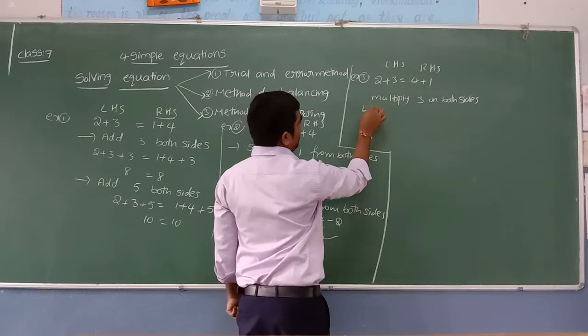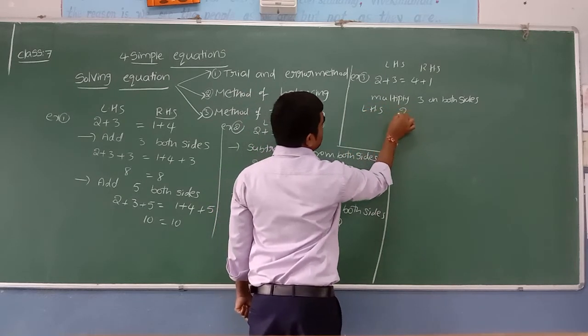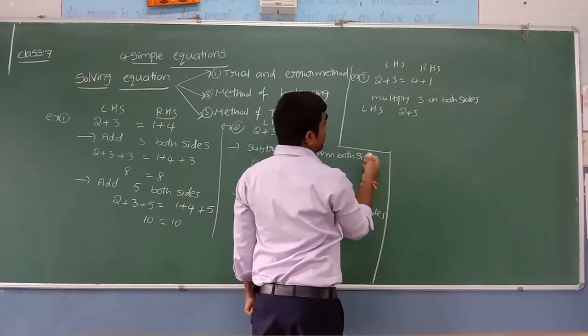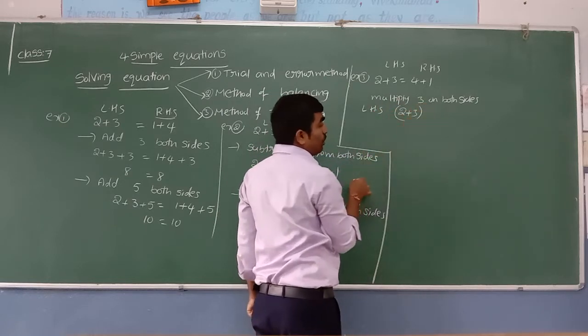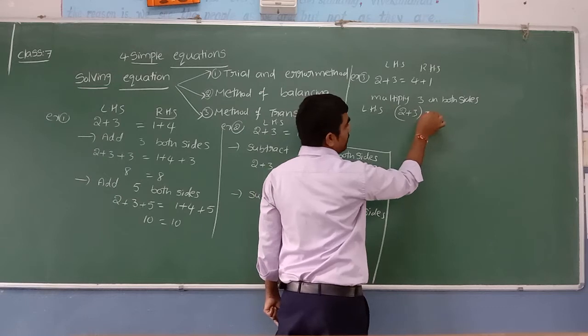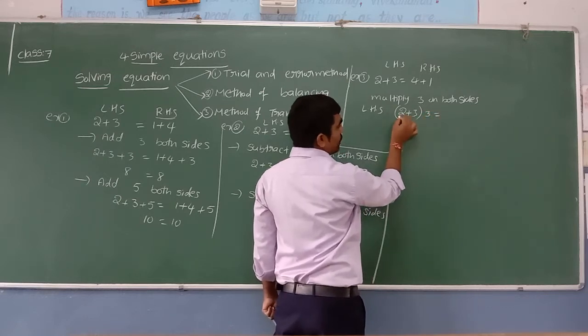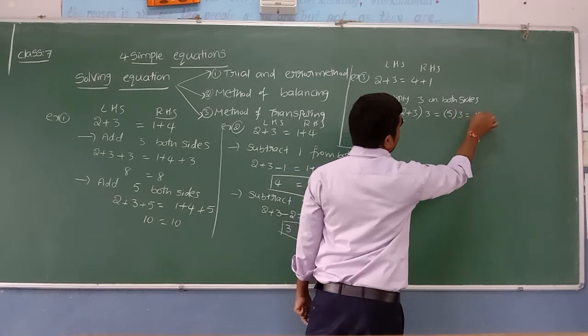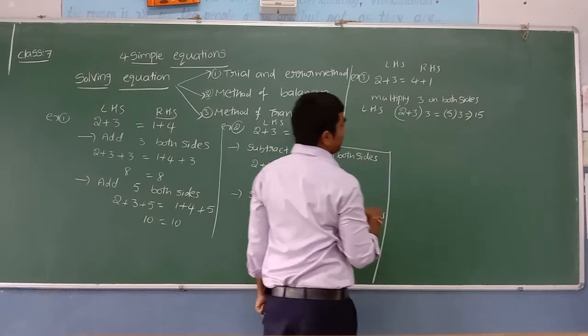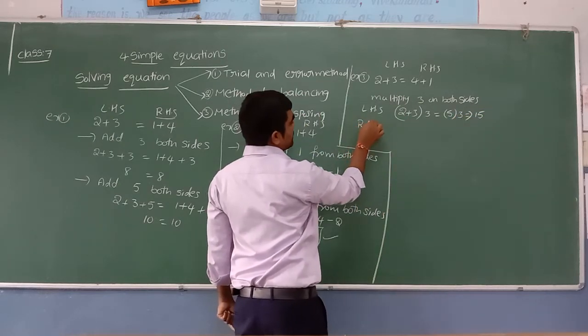First, let me simplify LHS. 2 plus 3 is there. This whole LHS I want to multiply by 3. Let's see the results. 2 plus 3, 5 here. 5 into 3, how much? 15. Now let me go with RHS.